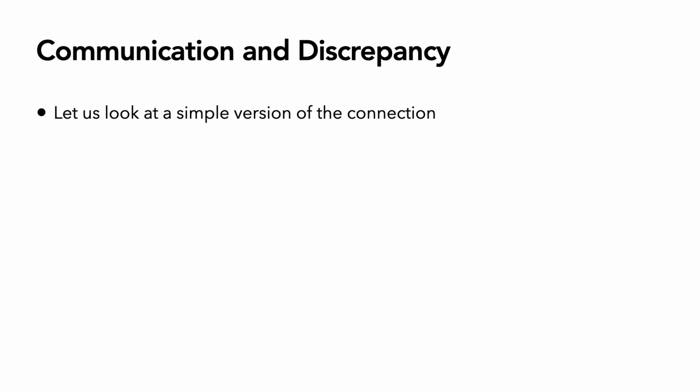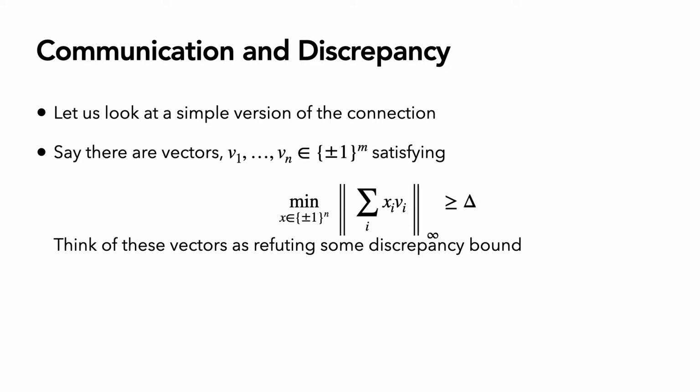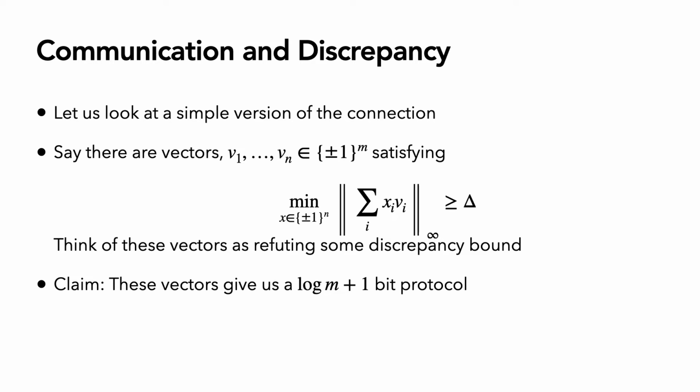Let us look at a simple version of the connection between communication and discrepancy. Let us say there are vectors v1 to vn in plus minus 1 to the m such that for every x, the norm of the signed sum is greater than some number delta. This should be thought of as a candidate counterexample to a discrepancy bound of delta. We will show that this gives us a log m plus 1 bit protocol for the index function.